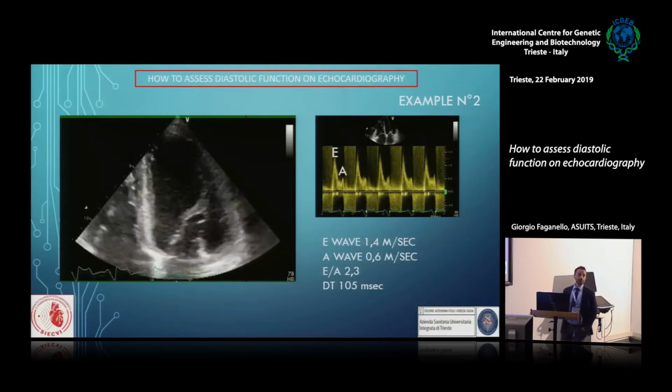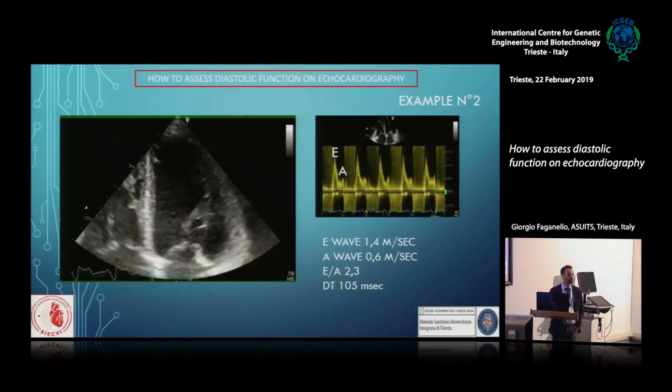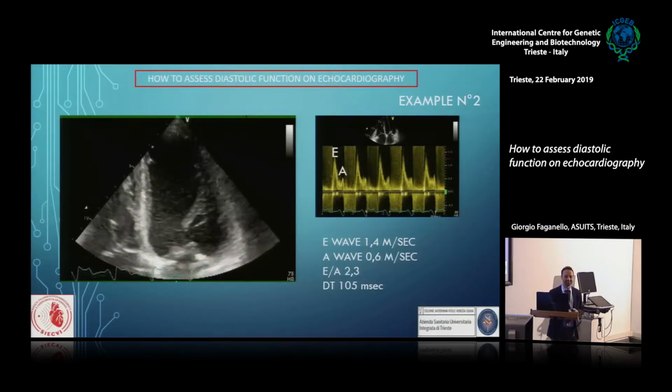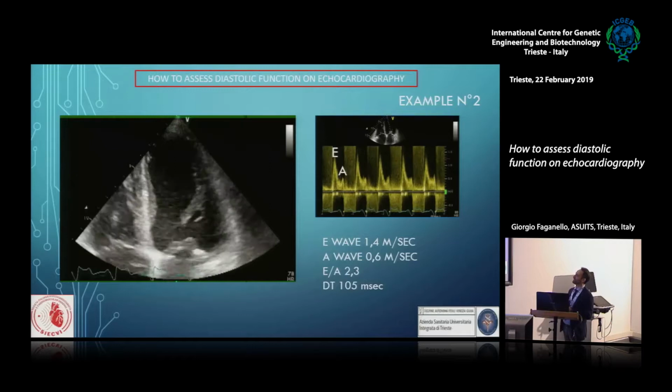I think that you are quite happy with this heart rate, because if you get this heart rate on mice, it means that they are almost in cardiac arrest from severe bradycardia.